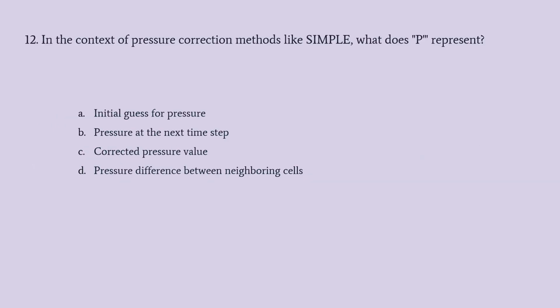So the next question is, in the context of pressure correction methods like SIMPLE, what does P represent? The options are A, initial guess for pressure, option B pressure at the next time step, option C corrected pressure value, option D pressure difference between neighboring cells. Try to answer the question.